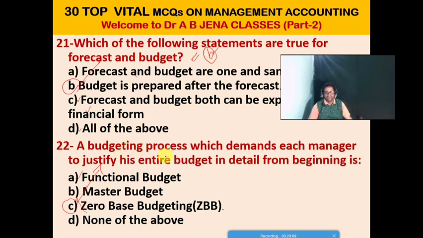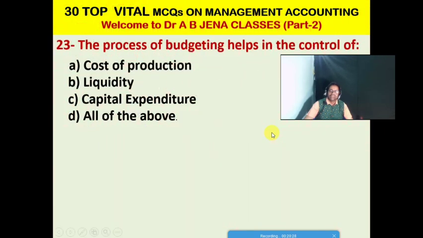Budgeting process which demands each manager to justify his entire budget in detail from the beginning, what is this? It's known as zero based budgeting. So ZBB is the modern budgeting practice. So next one MCQ, the process of budgeting helps in the control of what?